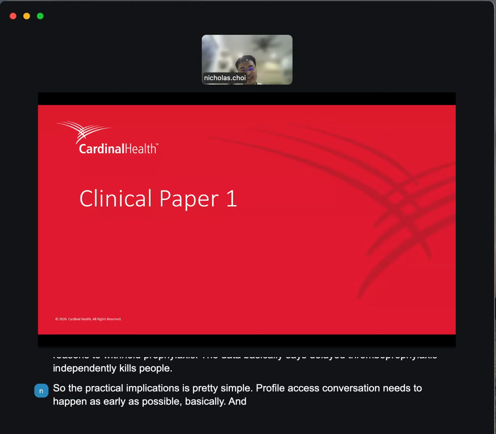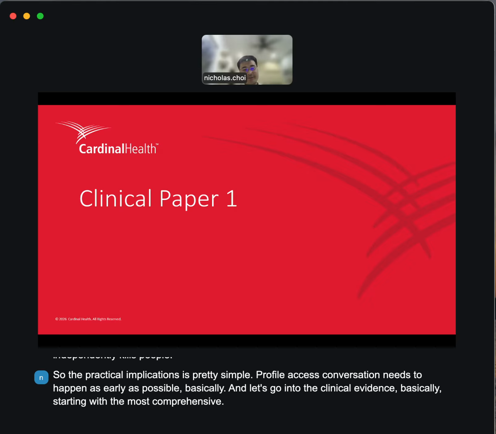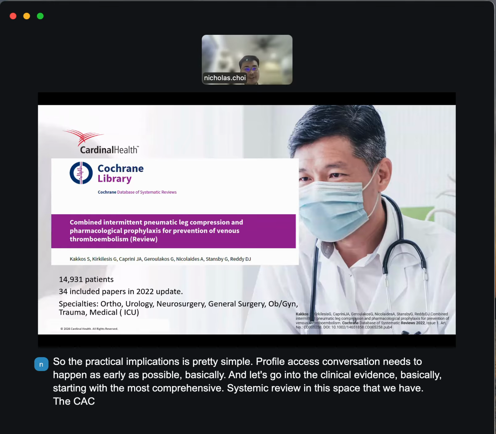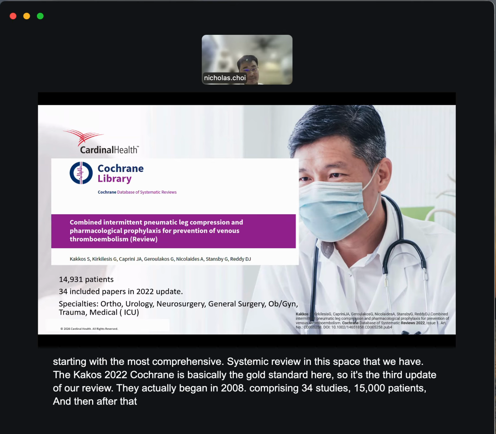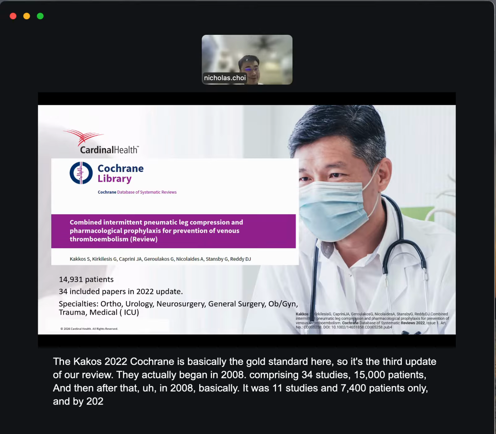And let's go into the clinical evidence, starting with the most comprehensive systematic review in this space that we have. The Cochrane 2022 review is the gold standard here. It's the third update of a review that actually began in 2008, comprising 34 studies and 15,000 patients. In 2008, it was only 11 studies and 7,400 patients. And by the 2022 update, we get 34 studies and 15,000 patients.